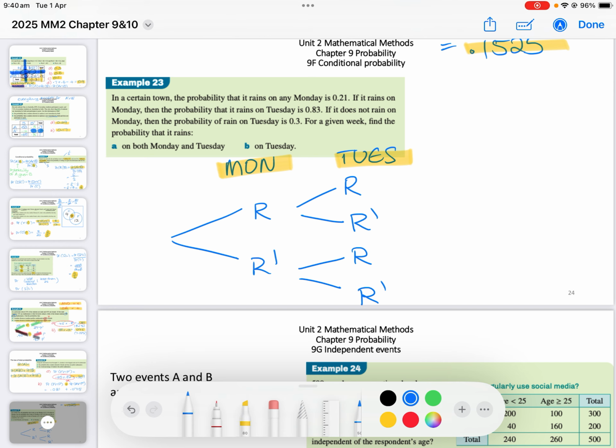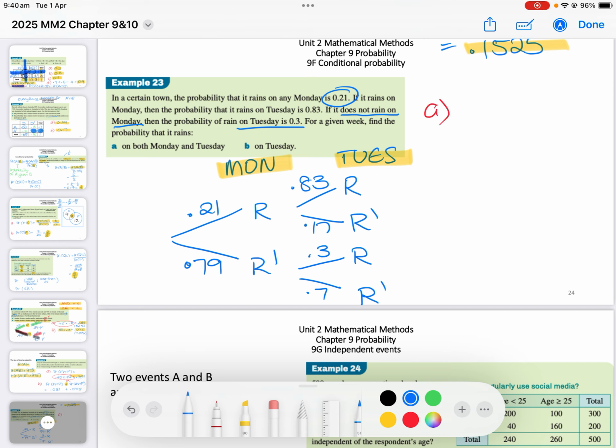Let's see what we've been told. Rains on Monday is 0.21. So this is 0.79. If it rains on Monday, the probability it rains on Tuesday is 0.83. So it goes there, and then we can have 0.17. If it does not rain on Monday, then rain on Tuesday is 0.3. So not rain, rain. And now we have that set up. It's not too hard to answer the questions, but that tree diagram, once you see it, it's easy, but doing it yourself can be tricky.